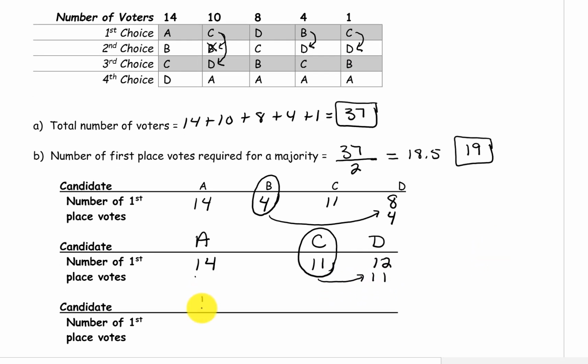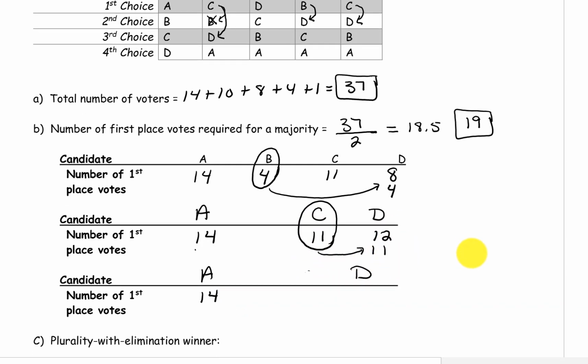And now we retally. So A has 14 first place votes, candidate C is no longer in the running, and candidate D has 12 plus 11, which is a total of 23 first place votes. Now candidate D has the majority of the first place votes because they have more than 19 votes, so candidate D wins the election.